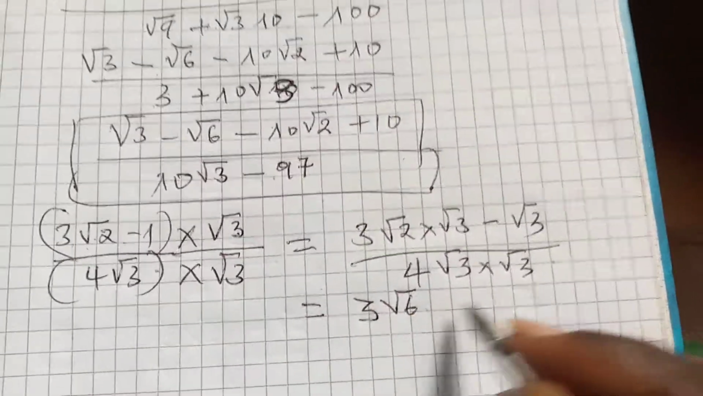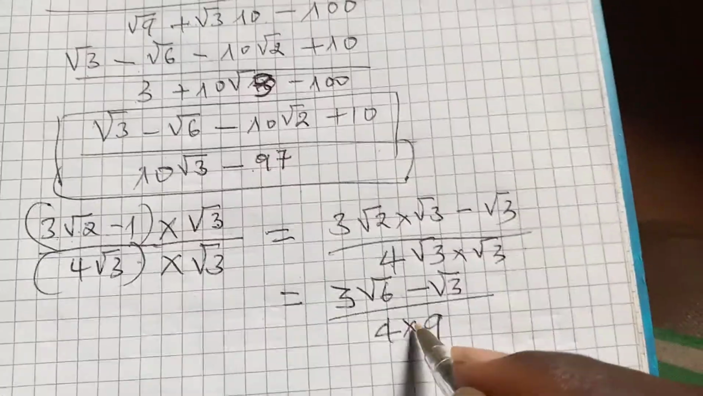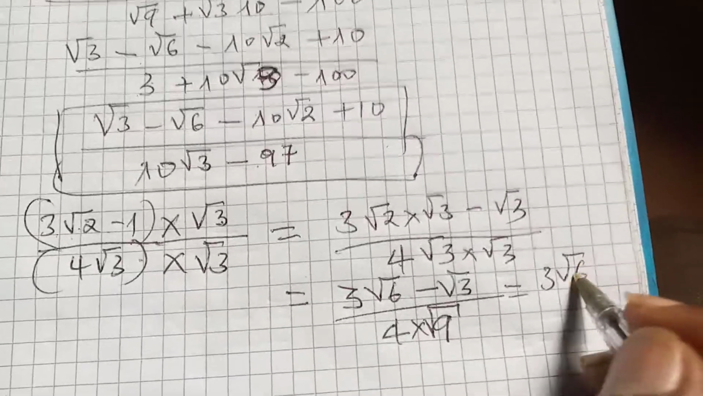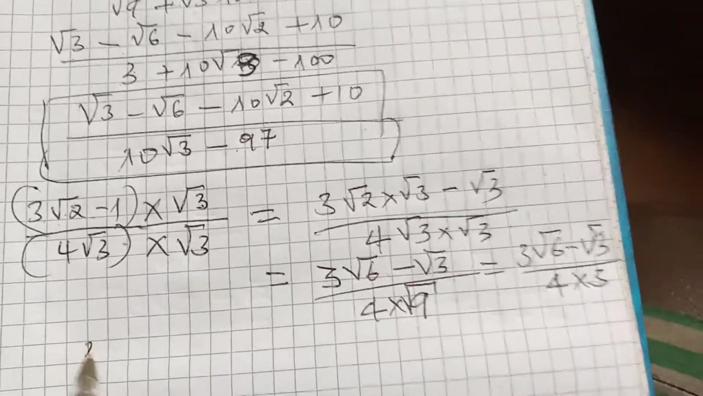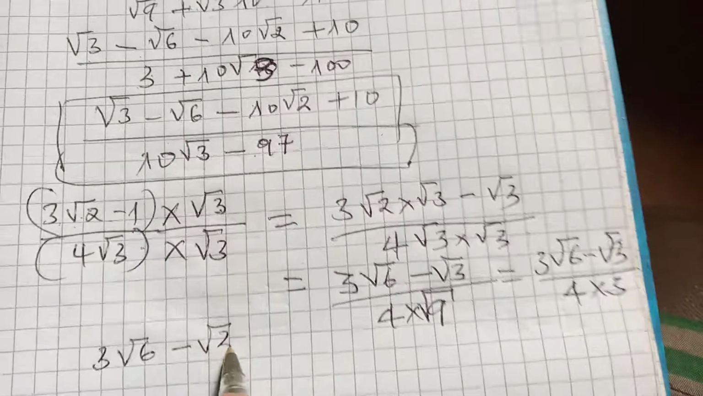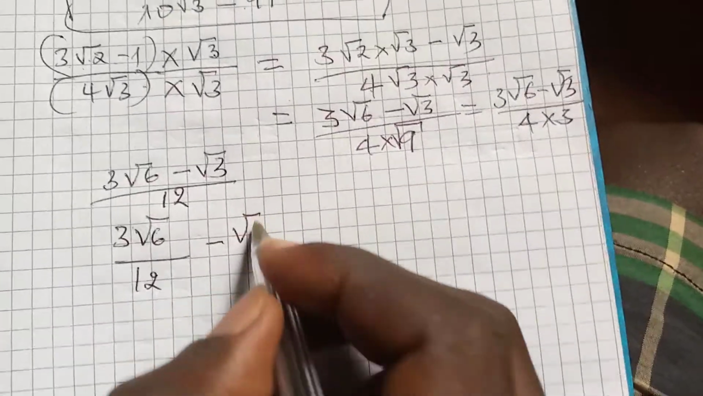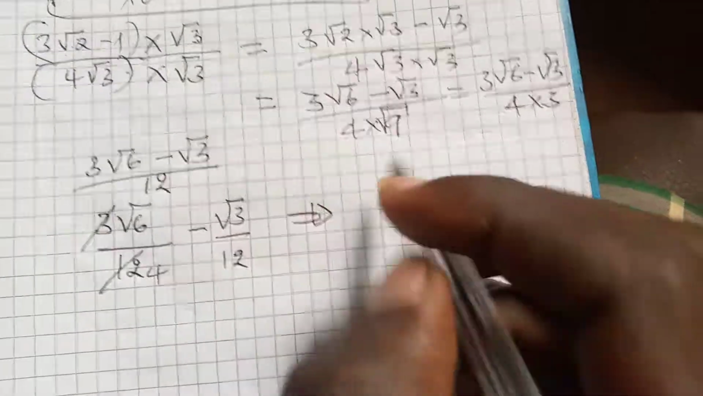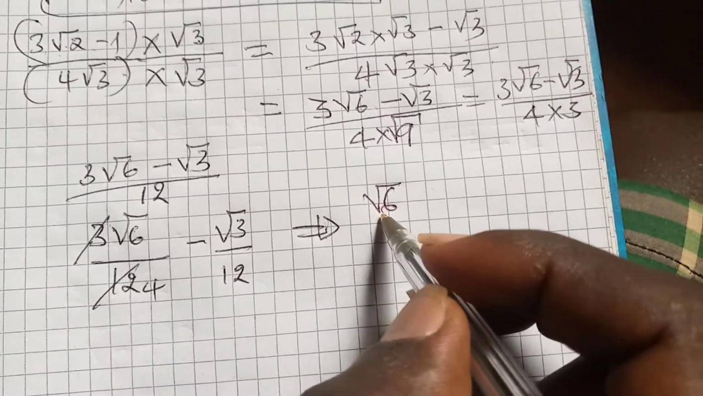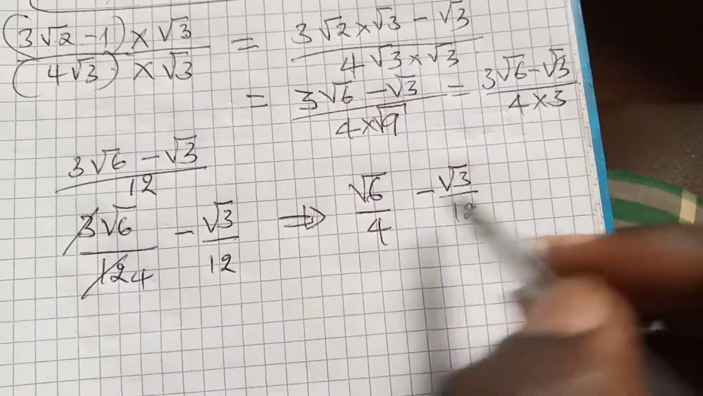Here it will be equal to 3 square root of 6 minus square root of 3 divided by 4 times square root of 9, and this will be equal to 3 square root of 6 minus square root of 3 divided by 4 times 3, which is 12. Then it will be equal to 3 square root of 6 over 12 minus square root of 3 over 12. Simplifying, this will be equal to square root of 6 divided by 4 minus square root of 3 divided by 12. This is the final answer.